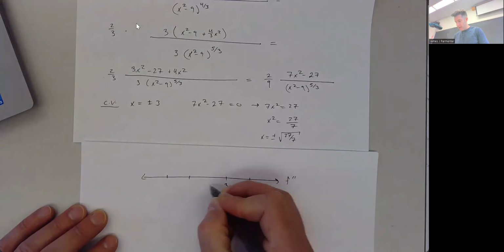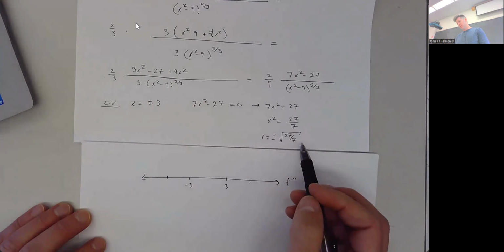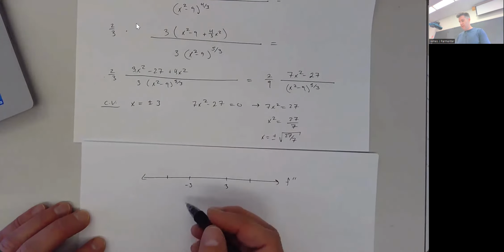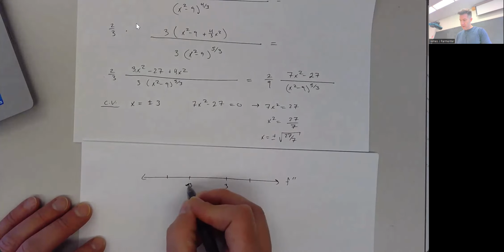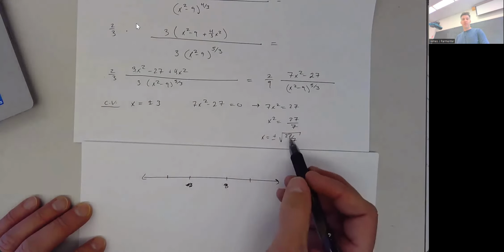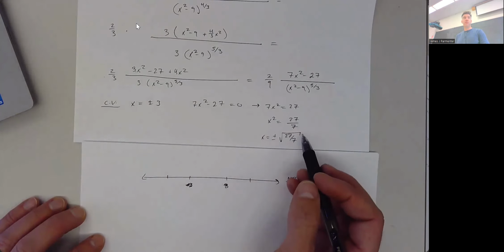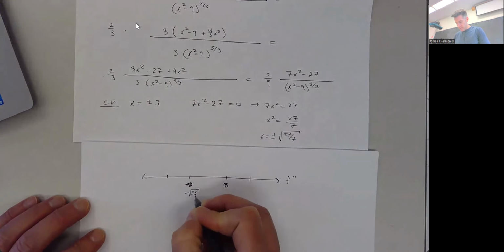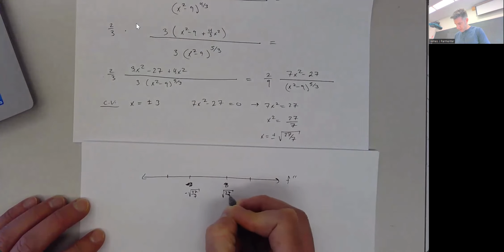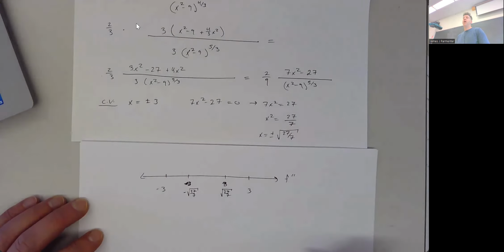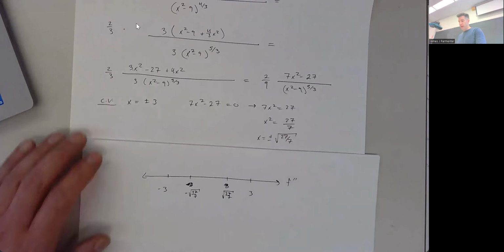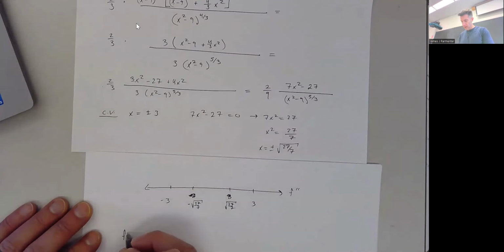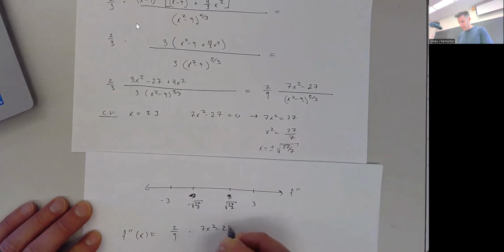So we've got 3 and -3, and ooh, yeah. Those should be the bigger ones, James. How do I know they're bigger? Well, I said this was almost 4, and the square root of almost 4 is almost 2. So those should be the negative square root of grossness, the positive square root of grossness, and then the 3 and the -3. Okay. So looking back at our second derivative here, which is 2/9 times 7x squared minus 27 over x squared minus 9 to the 5/3 power.